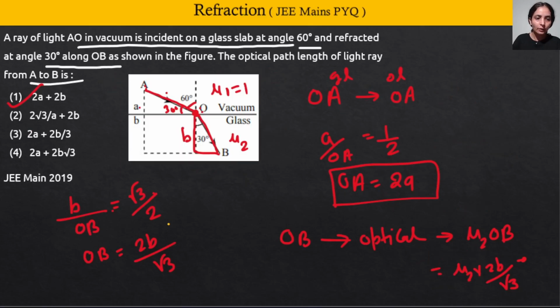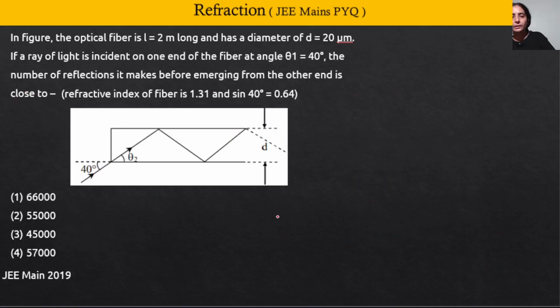Okay. Now let us move to the next question. What is said in here? In the figure, the optical fiber is 2 meter long and it has a diameter of 20 micrometer. If a ray of light is incident on one end of the fiber at an angle of incidence 40 degree, find the number of reflections it makes before emerging from the other end.